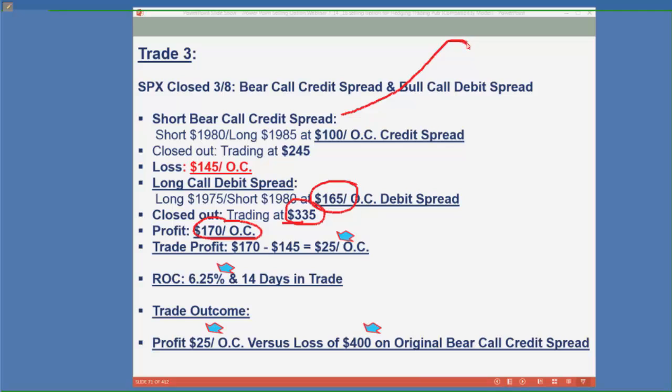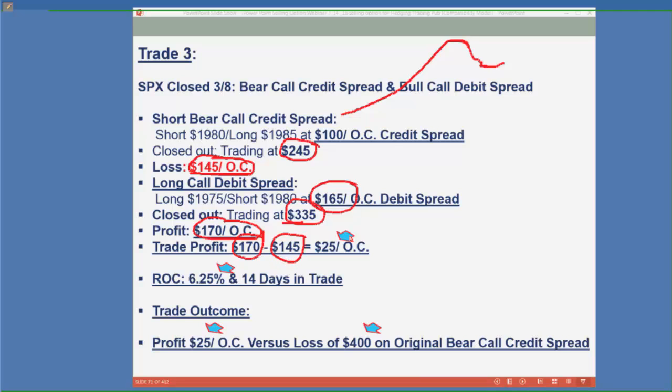So as it was coming down here, I waited as long as I could before it started flattening out, and then I bought back, closed out the credit spread side at 245. Okay, so I lost $145 there, but made $170 on the debit spread that I put on as the hedge. Lost $145 there, so ended up making $25.